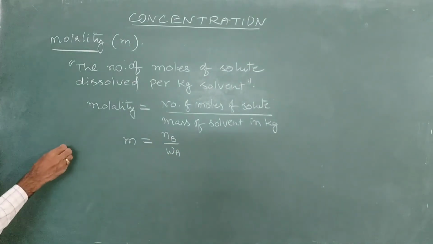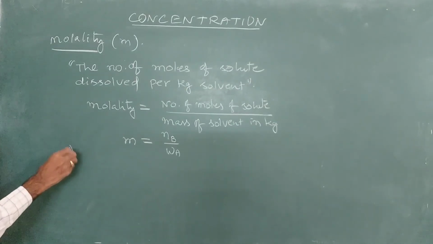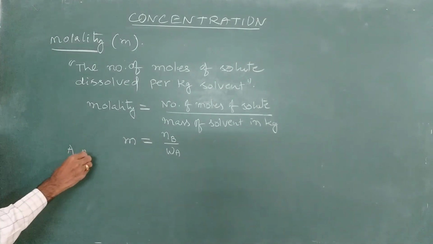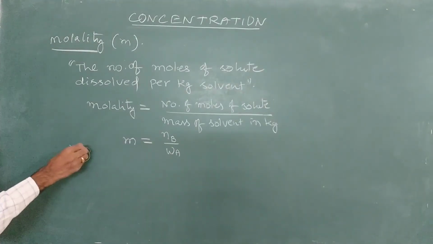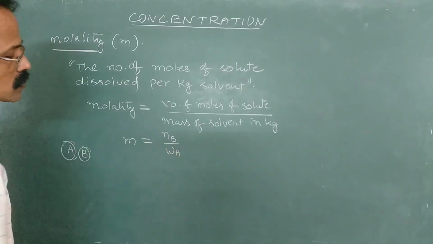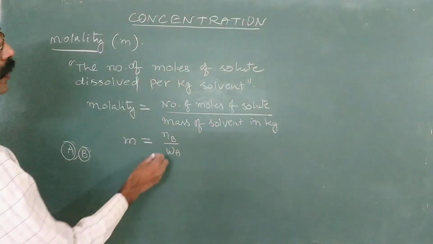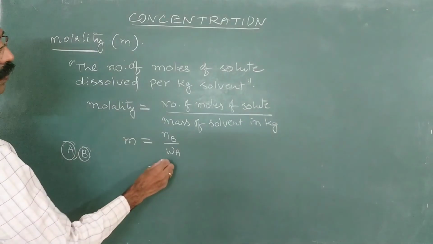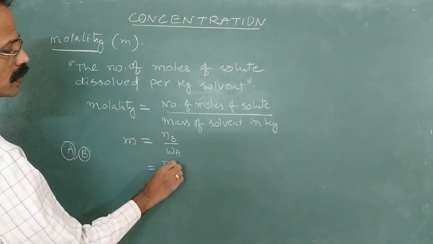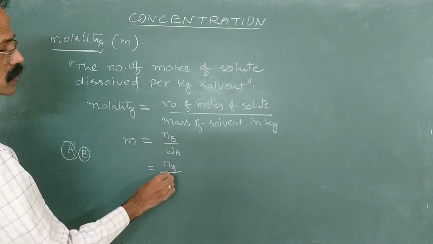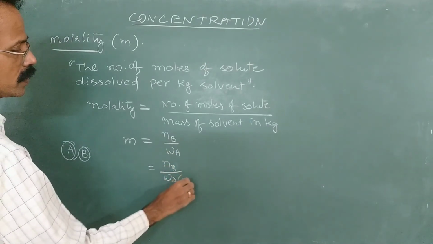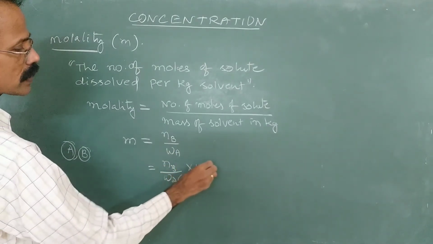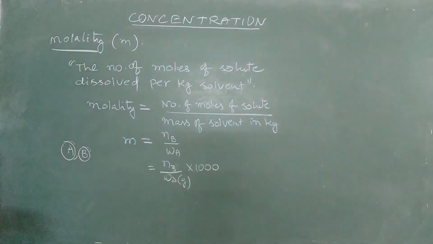Okay, so this is a binary solution where the solvent is A and the solute is B, right? So the number of moles of solute is Nb and the mass of solvent is Wa, right? So this is the mass of solvent in kg. Okay, normally the mass of solvent is given in grams. In that case, you can write the formula as Nb divided by the mass of the solvent in grams divided by 1000, right? Okay, so this is the formula.